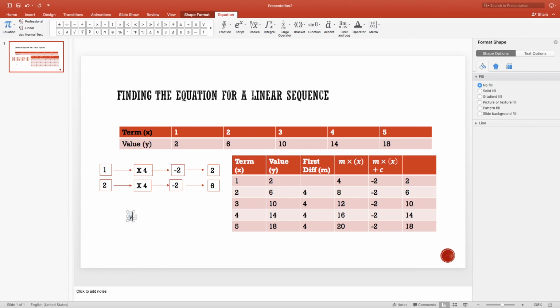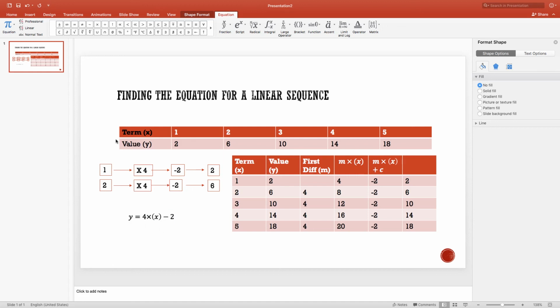I'm going to go y equals 4 times x take away 2. And that's our rule. 1 times 4 minus 2 equals 2. 2 times 4 minus 2 equals 6. 3 times 4 minus 2 equals 10, and so on.